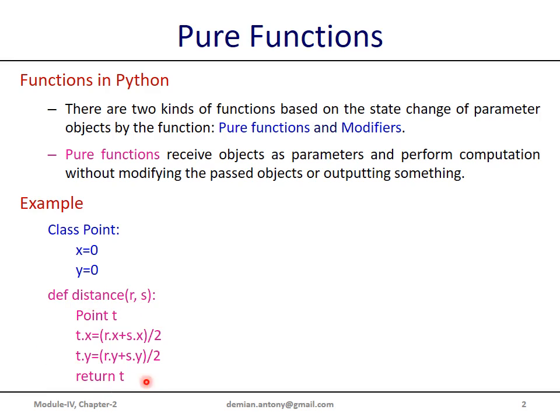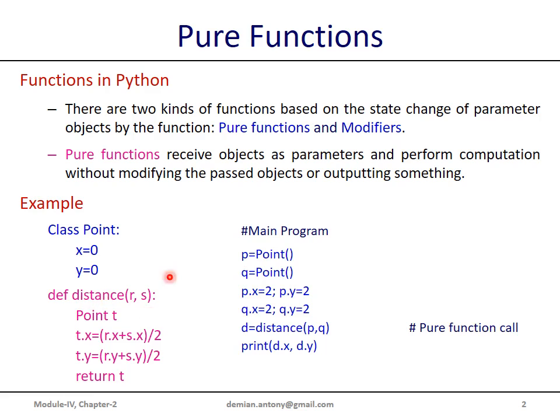If you observe this function, we don't find any statement modifying the object parameters R and S. We are just accessing the properties of R and S, and we are assigning those new values to the new object, thereby we return the new object. And this function is a pure function because it doesn't modify R and S, the object parameters of the function distance.